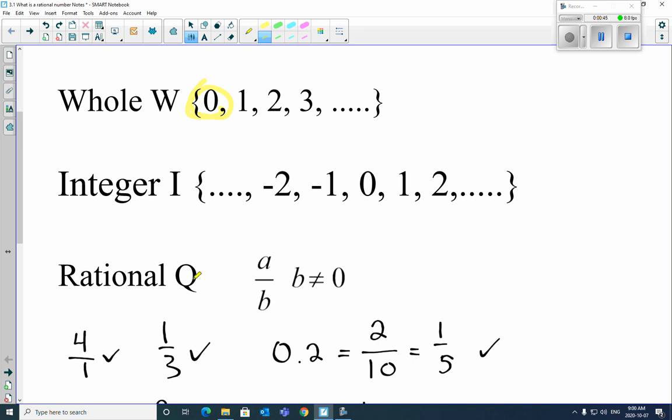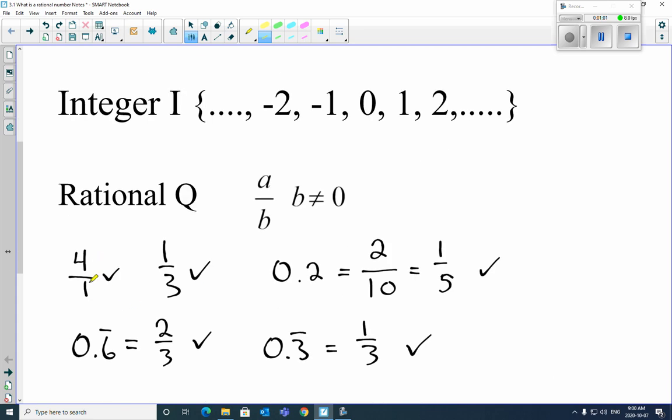And rationals, I know it's weird, are represented by a Q, but this can be anything that's represented as a fraction. The only difference is the denominator cannot be 0, because we can't divide by 0. So this would be like a half. This would even be the number 3, because you could have 3 over 1, which is still a rational. So 4 over 1, 1 over 3, 0.2 can be converted to 2 over 10 or 1 over 5, 0.6 repeating can be 2/3, and 0.3 repeating can be 1/3. These are all rational numbers. They can be expressed as a fraction.